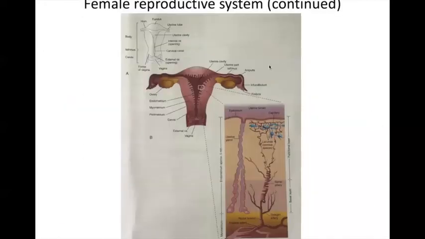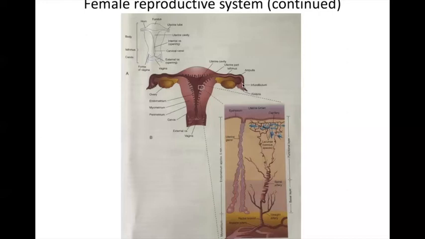And so as it sucks the fluid up like a vacuum, it pulls the egg in there with it. Now, once in a while, that doesn't happen, and that's called an ectopic pregnancy. We'll go over that later on. So anyway, the egg enters into the infundibulum.